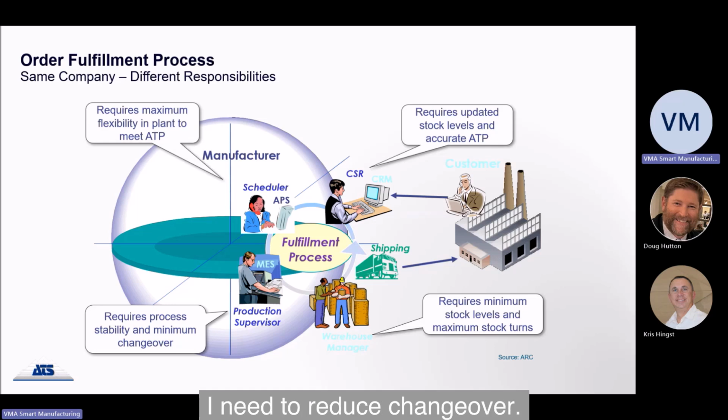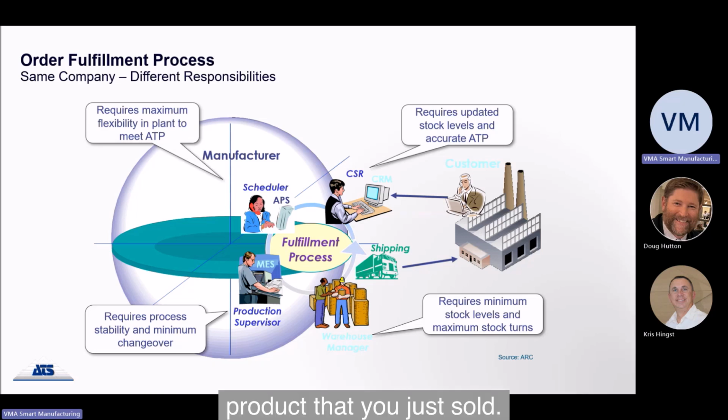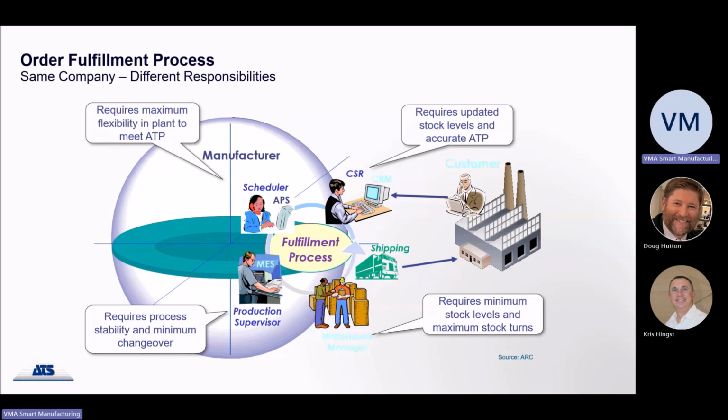I need to reduce changeover. So I'm producing this product, so I might not get to that product that you just sold. So I just cannot have it ready, because otherwise I have to do too many changeovers.